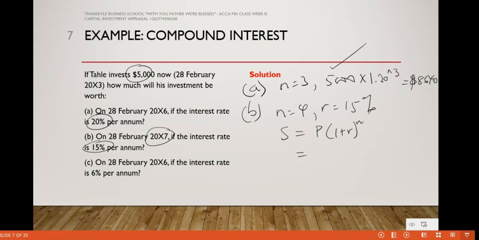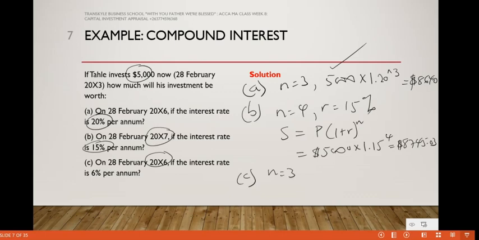Okay, because the principal is $5,000, multiplied by 1.15, in this case it's 15%, to the power n, and n is 4. So this gives us 8,745.03. Okay, and for part C, it's now on 20th February 2006, so that's 3 years.